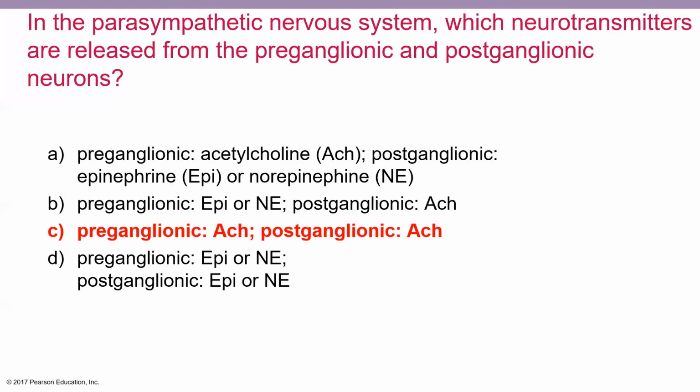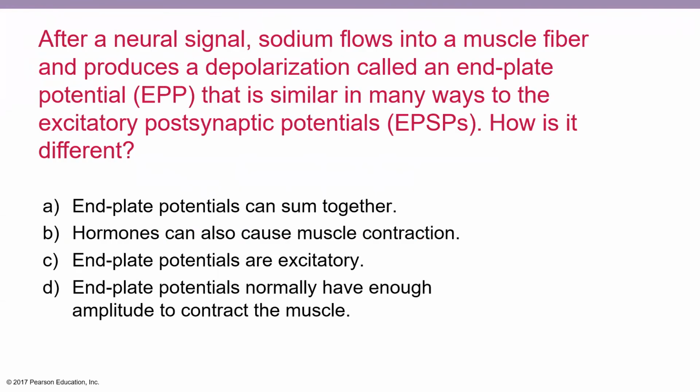This is the kind of detail that you really need to get comfortable with. So again, I encourage you to draw this out, really look at each of the divisions, really compare and contrast the differences, anatomically, functionally, which receptors are where, which neurotransmitters are where, etc. Let's look at another question here.